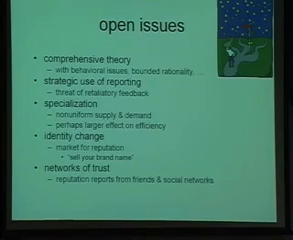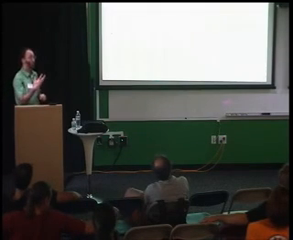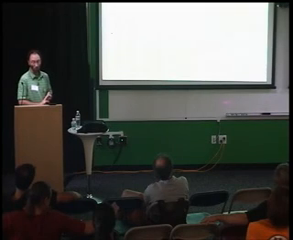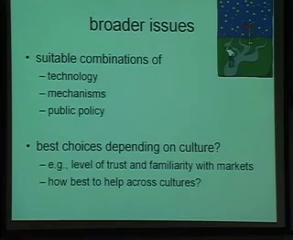And how do people connect that up? Can you make use of networks of trust that we devise in social networks, so that you value reputation reports from your friends more than from some random stranger who might be a friend of the other person, and you don't know that? There's a variety of broader issues. Going back to the three approaches that I mentioned in trying to encourage good behavior: finding combinations of technology, mechanisms, and public policy. How does that depend on culture?